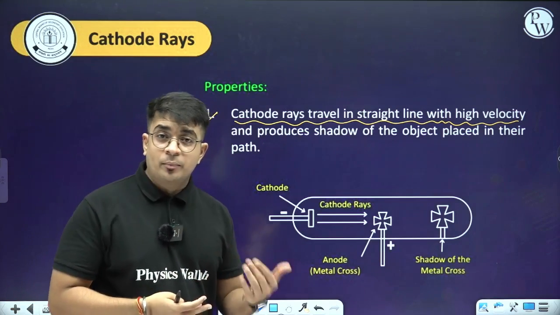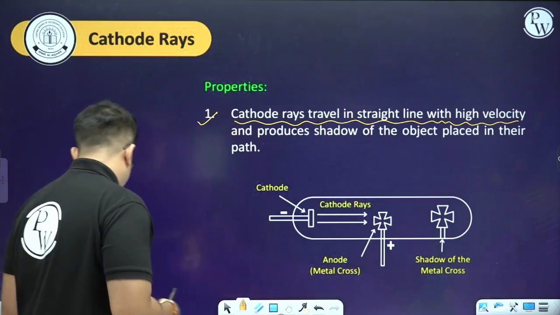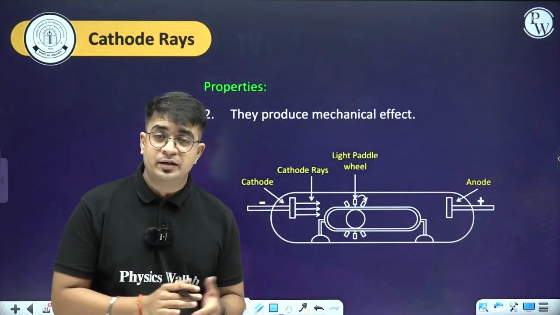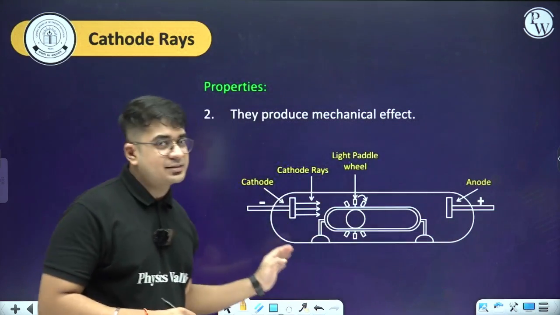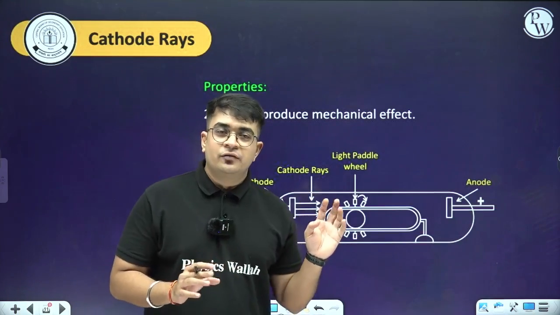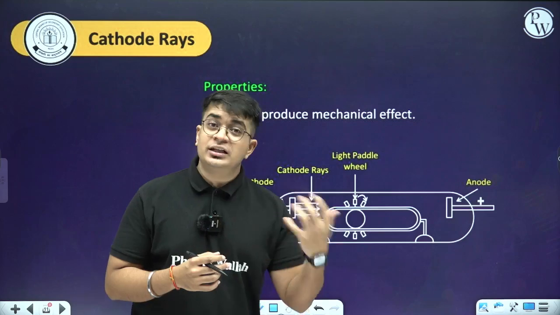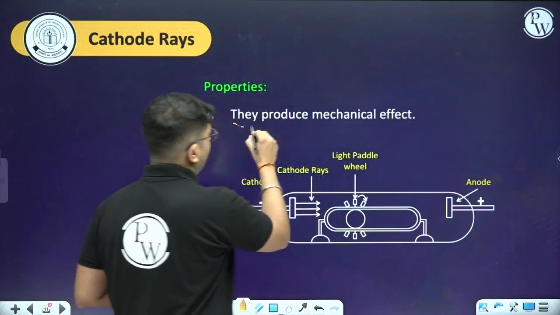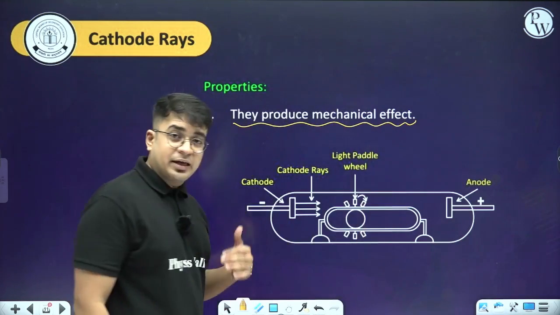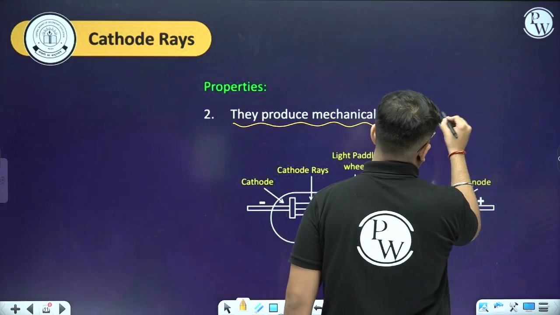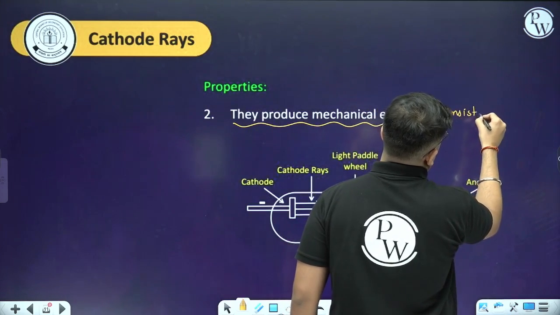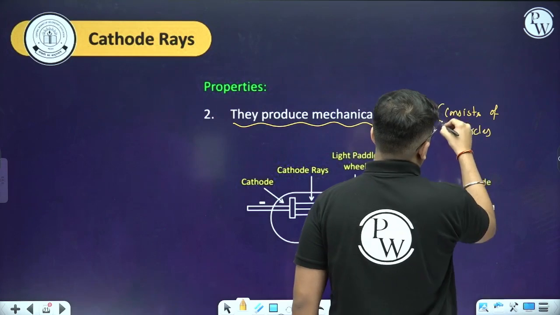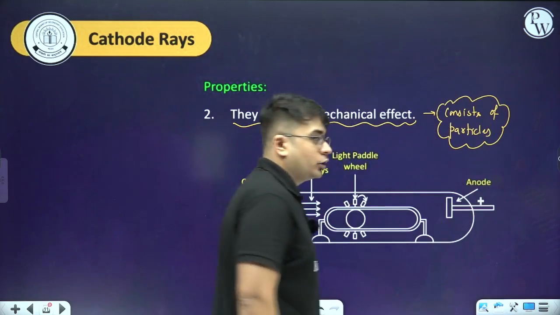Now, what are the other properties? What is the nature of these rays? They can be solved with the help of another type of experiment. So everything was happening inside this glass tube, inside this discharge tube. We were using different types of objects to see the nature of this particular gas. In that case, they produce a mechanical effect. What is the behavior in that case? Definitely it consists of particles, because only particles have the tendency to produce a mechanical effect.